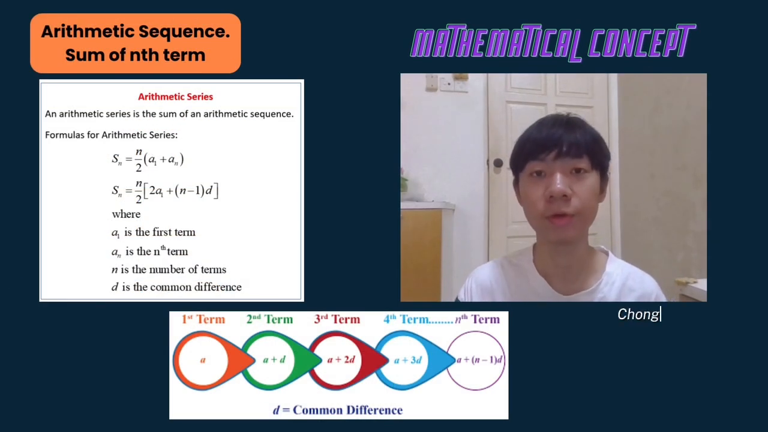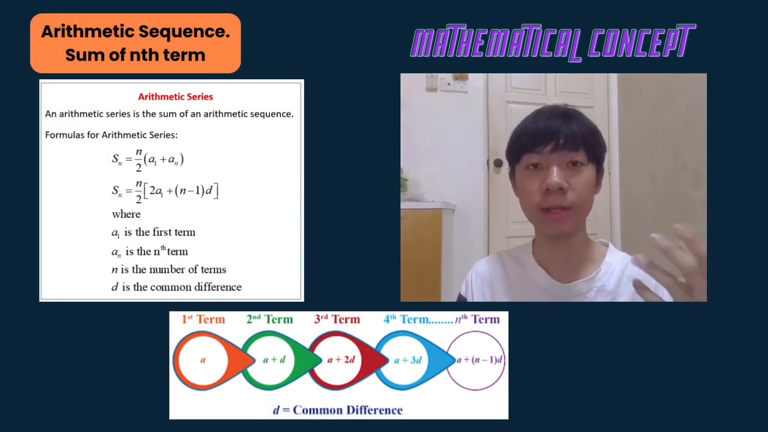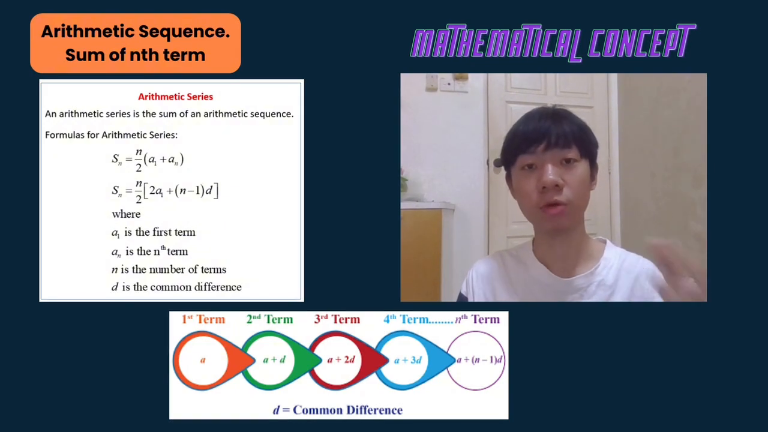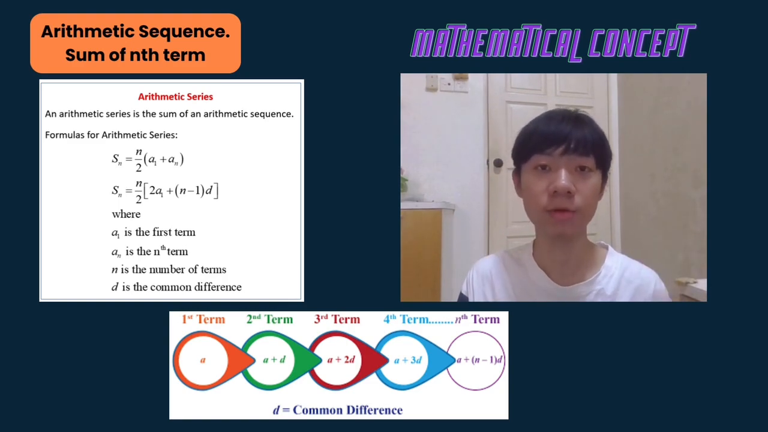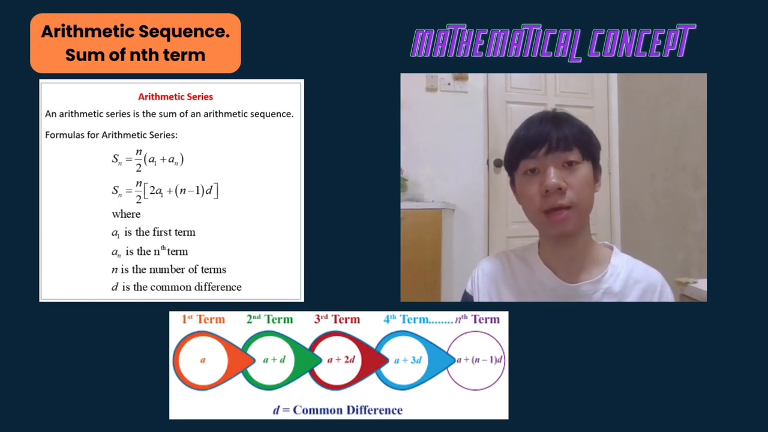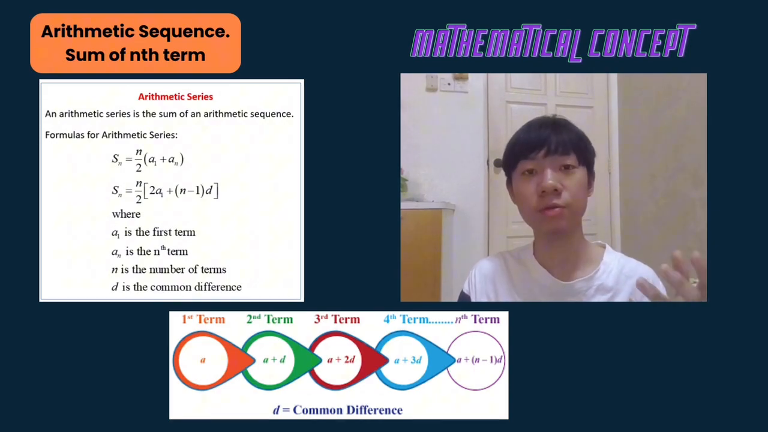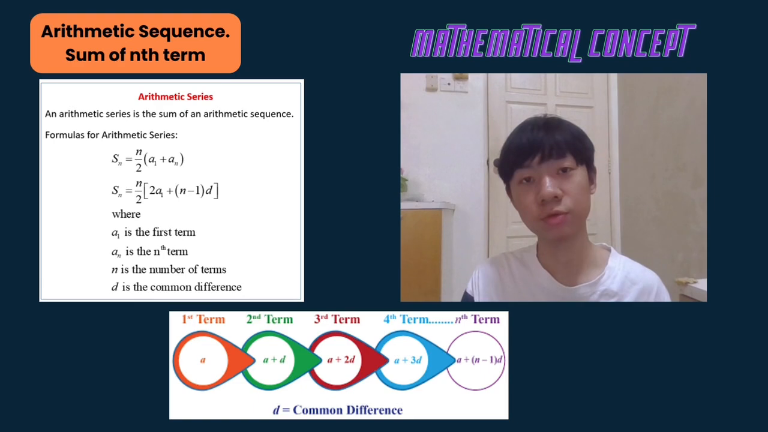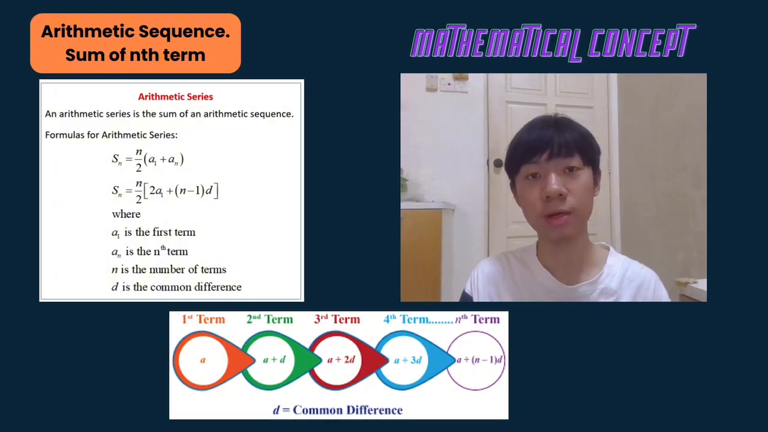Okay, so after knowing the nth term of the arithmetic sequence, now we can find the sum of an arithmetic series, which means the total of all of its terms together. The formula for an arithmetic series is given by S_n equals n over 2 times (a_1 plus a_n), where a_n is the last term of that series. But we can use another formula, which is S_n equals n over 2 times (2a plus (n minus 1)d). This way we don't need to know the last term.